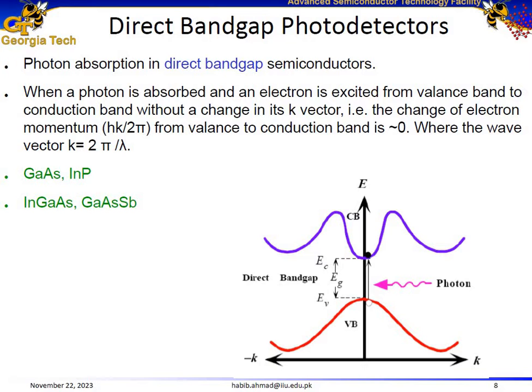Examples of direct band gap semiconductors are gallium arsenide, indium phosphide, gallium nitride, aluminum nitride, indium gallium nitride, aluminum gallium nitride, indium gallium arsenide, etc.